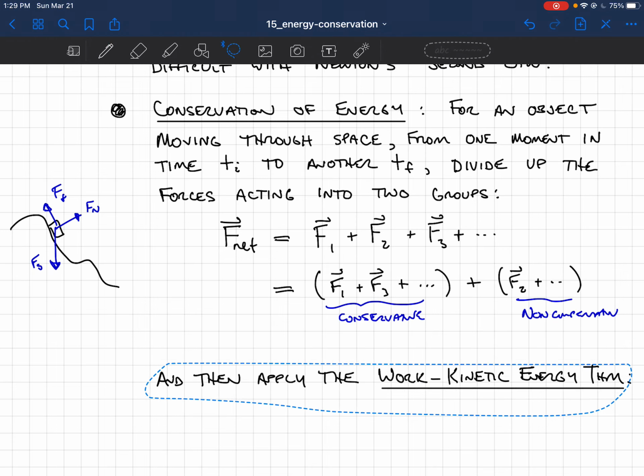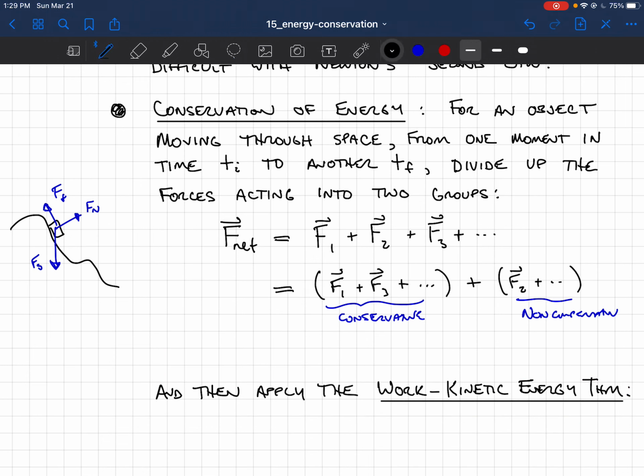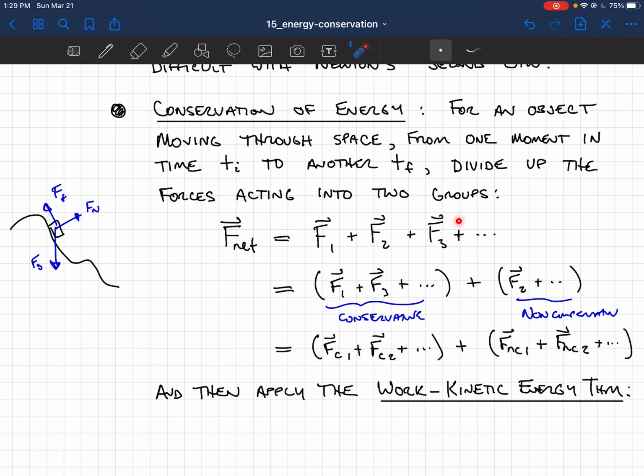So we could say that the net force is equal to the sum of the conservative force 1 plus the conservative force 2, etc., plus the non-conservative force 1 plus the non-conservative force 2. So I haven't changed anything. I still have a free body diagram, the sum of all the forces acting on the object. I just decide whether they are conservative or non-conservative based on the tests that we've already done in the lecture today.